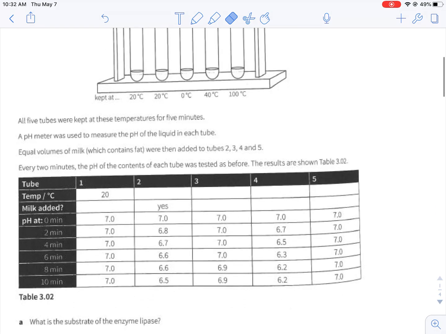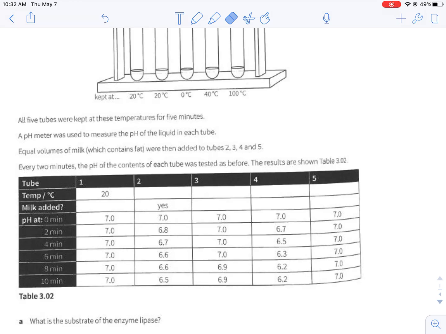And if we look at this data table, we see that it's not completely filled in. So that's one of the things that you need to do is fill this in with these temperature ranges here and whether or not milk was added. And you can tell whether or not milk was added by the changing concentrations in this table.